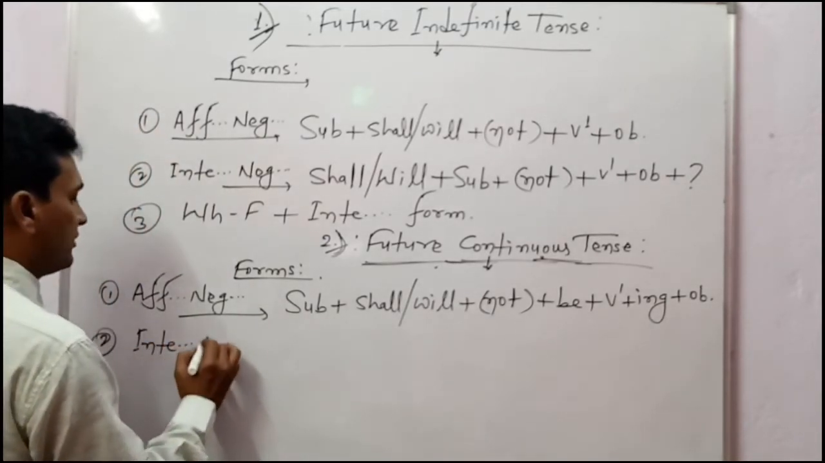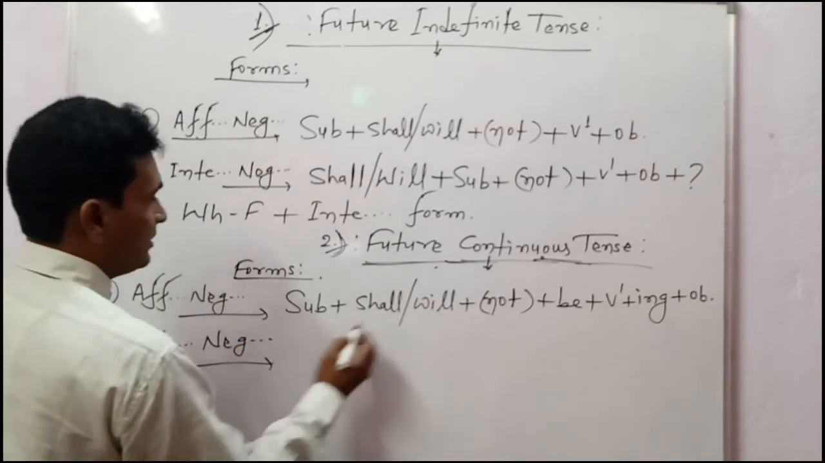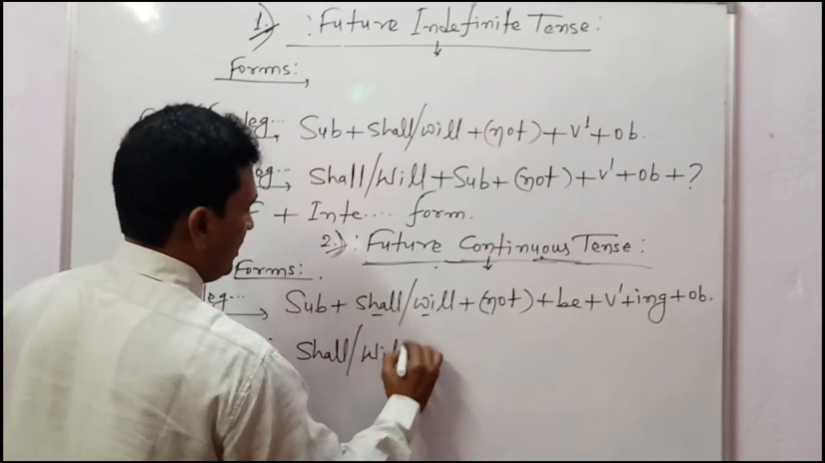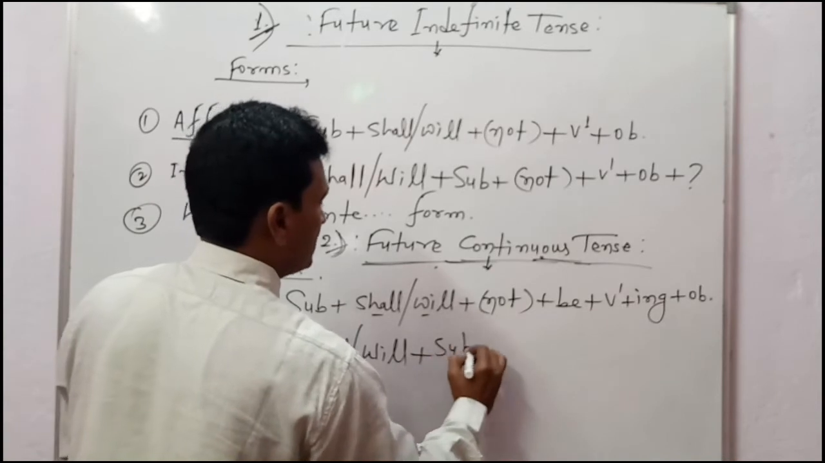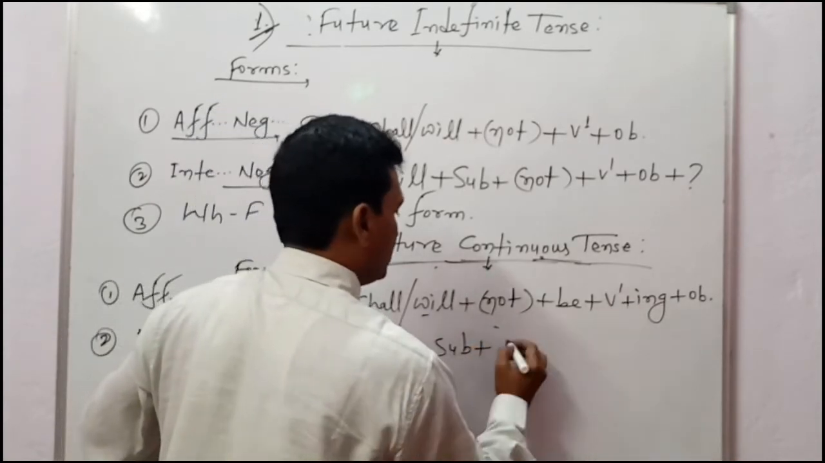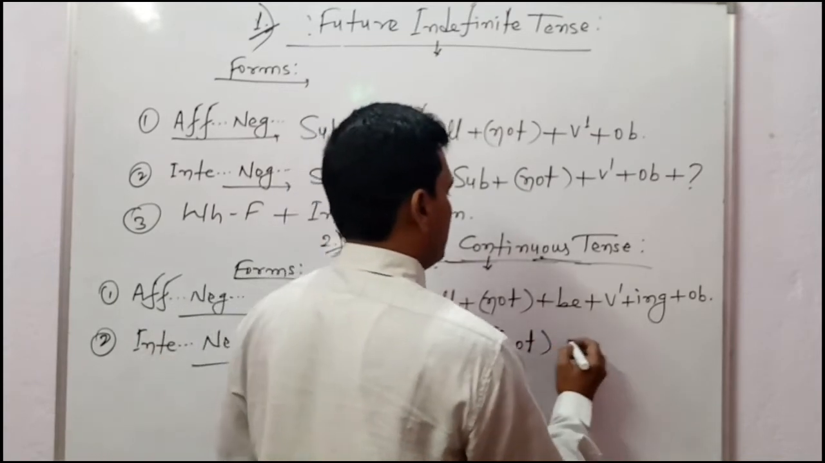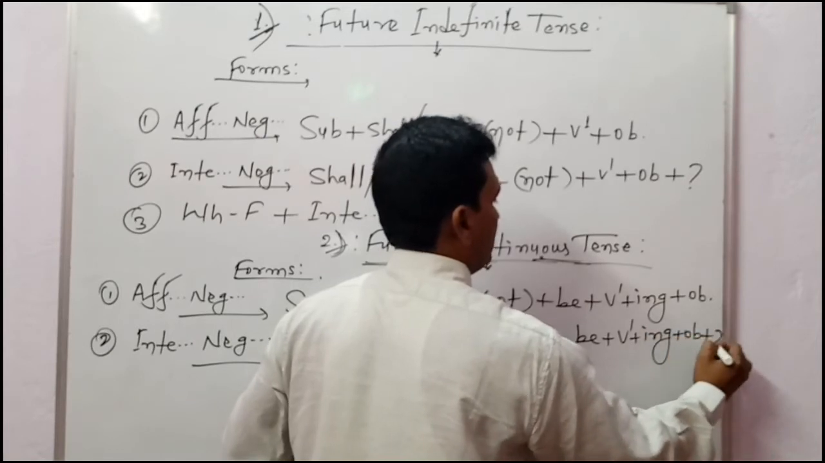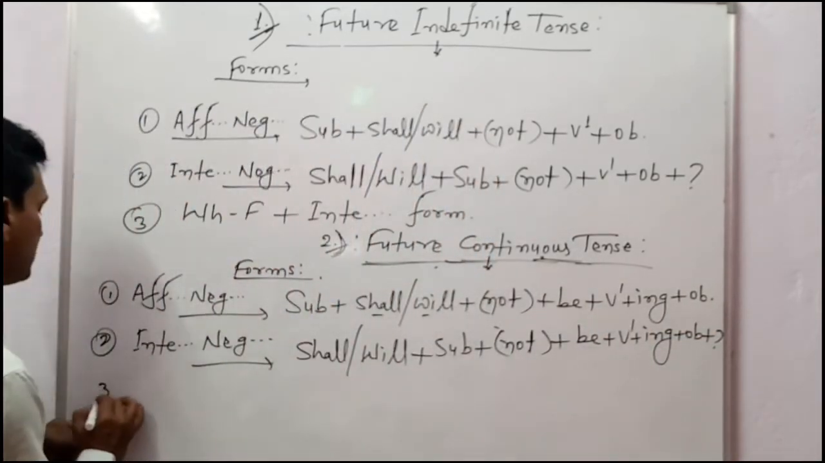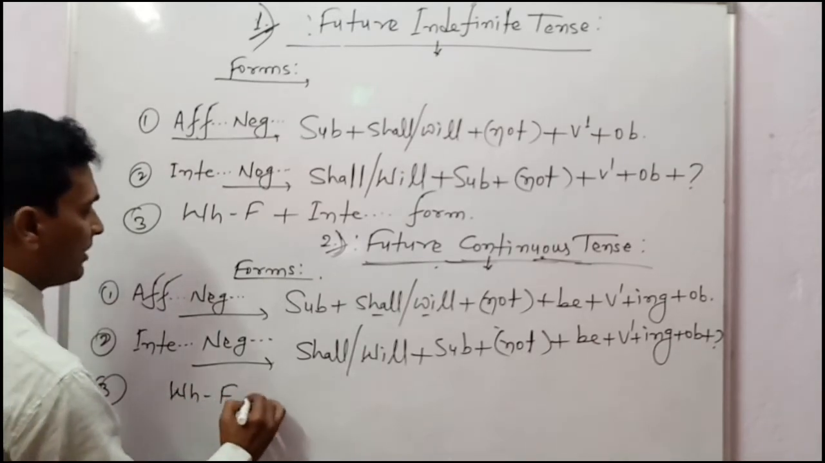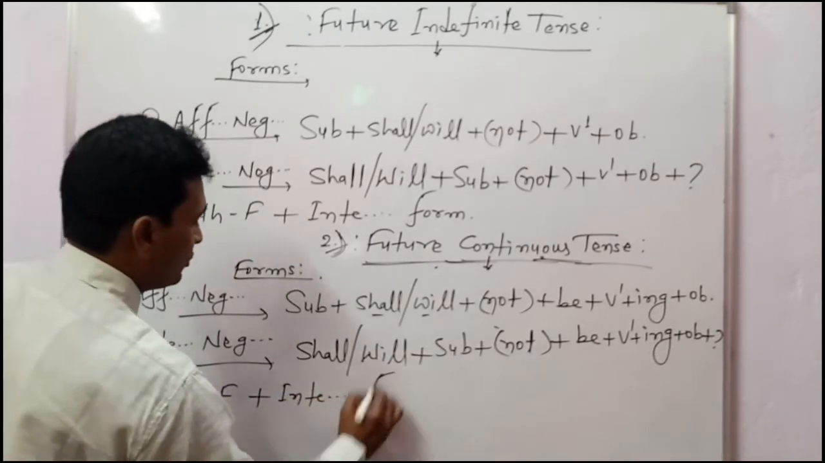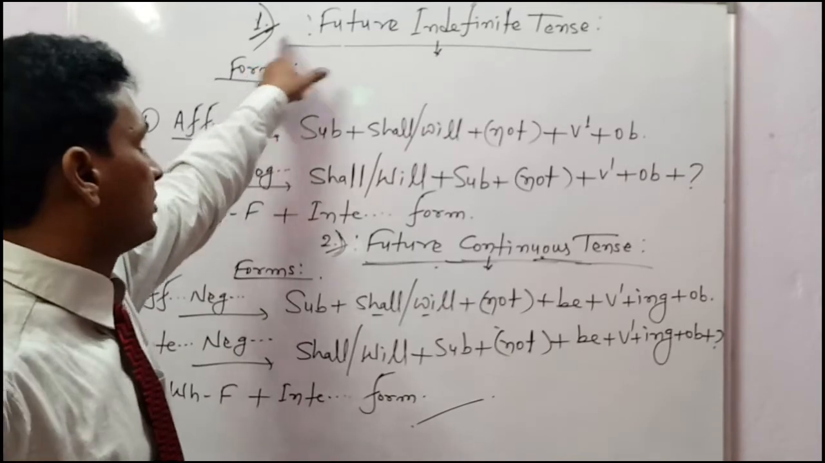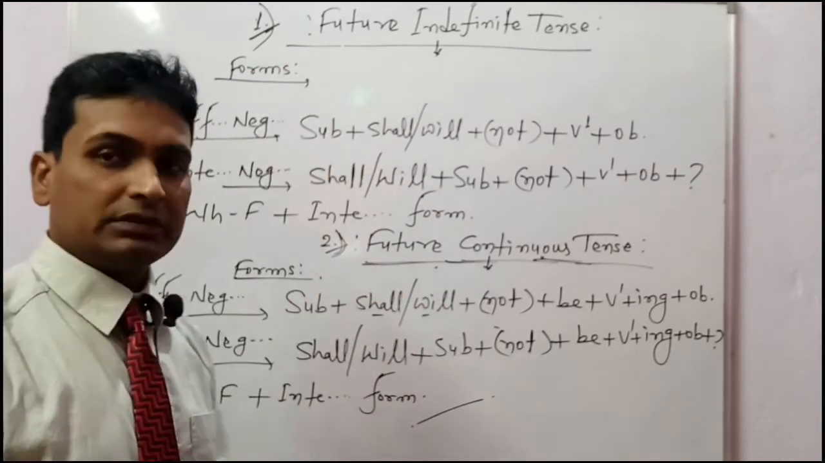The second one is interrogative and negative, right? So shall and will, you have to put first, and then the subject will take its place. Then the rest of the things will remain the same: (not) plus be plus v1 plus ing plus object, and at last a question mark, right? And then the third one is the WH family, and then the same interrogative formula you have to apply, right? So here you got the first one, future indefinite tense, and the second one, future continuous tense.